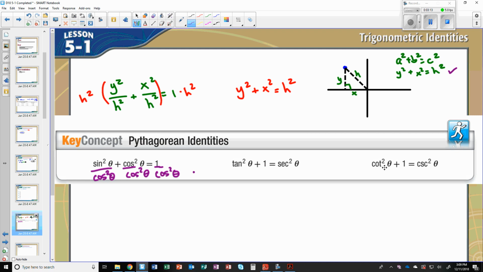And to get this last one over here, instead of dividing by cosine, you would divide everything by sine. If you divide everything by sine squared, you would come up with this formula.